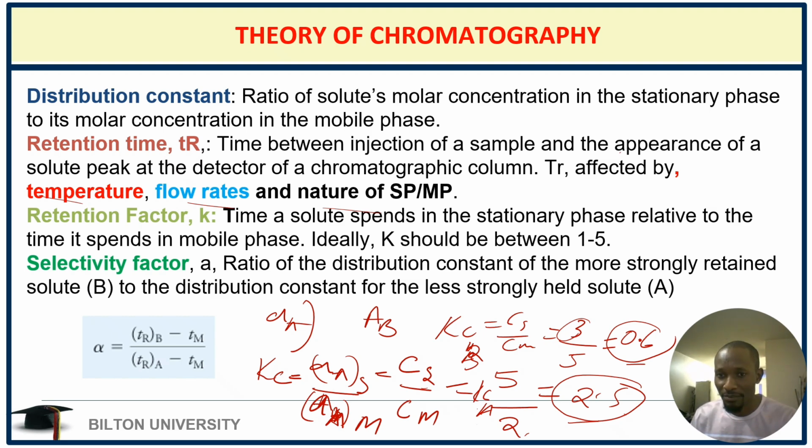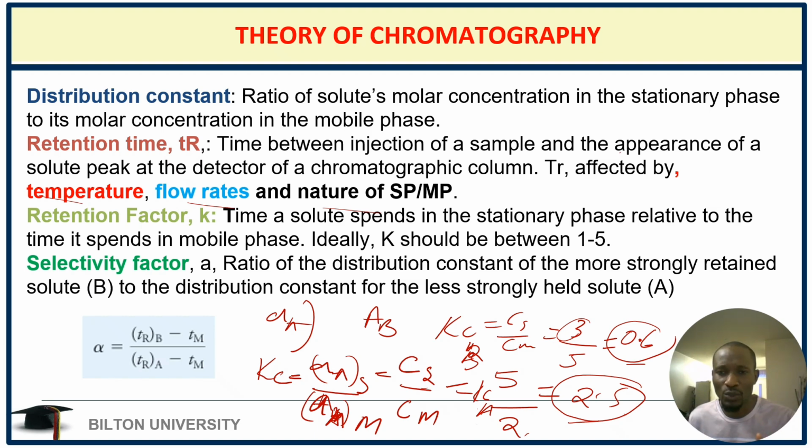because if you increase the temperature, you are going to make the mobile phase, which is a gas in this case, move faster, and therefore whatever is being carried by the mobile phase is going to spend less time within the column. Therefore, by increasing the temperature of a mobile phase, you are going to reduce the retention time, and the solute will spend less time in the column before it gets detected.